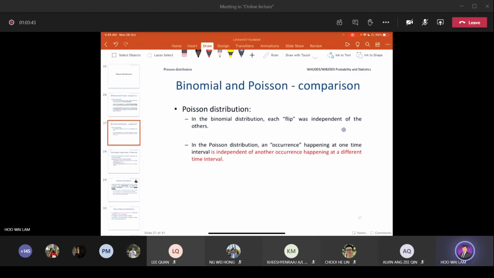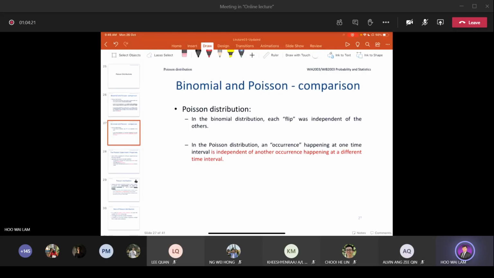So in the binomial distribution, each flip is independent. And in the Poisson distribution, an occurrence happening in one time interval is independent of another occurrence happening in a different time interval. So you need to consider it in a time-interval-based way. In the Poisson distribution, you always try to measure in terms of a time period, maybe every 5 seconds, or 5 minutes, or 5 hours, or 5 days, and then you compare it with another 5 days, or 1 day, and so on.